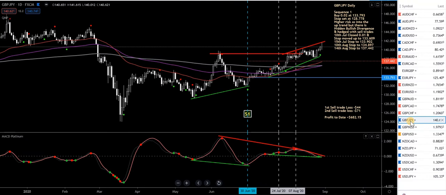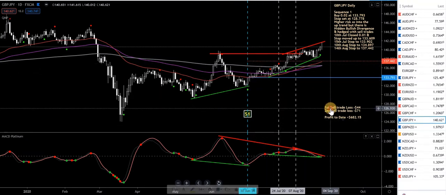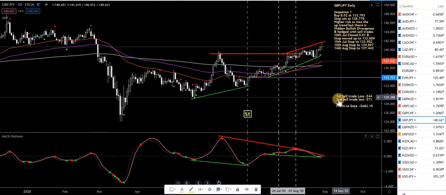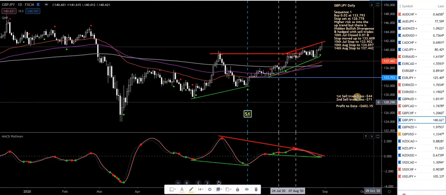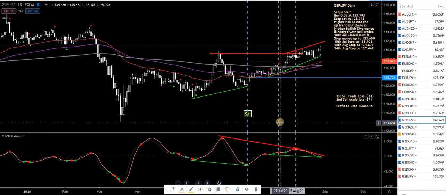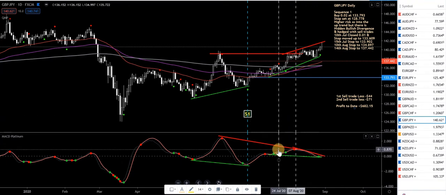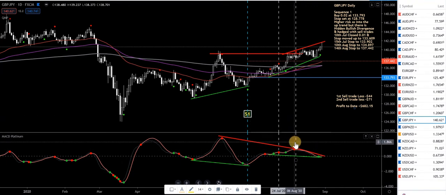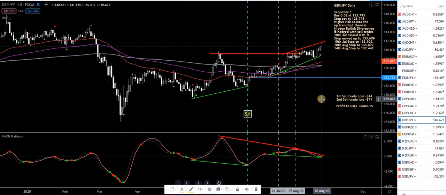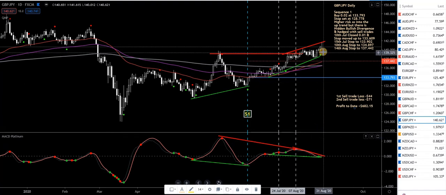Pound yen, and a buy here, which is going all right. Taking a couple of losses on sells, which is not all right. Good profit overall in this pair though. I don't mind trading this pair. So I had a sell here, took a loss. Another sell here, took a loss. Now there's a new buy signal here on Thursday.